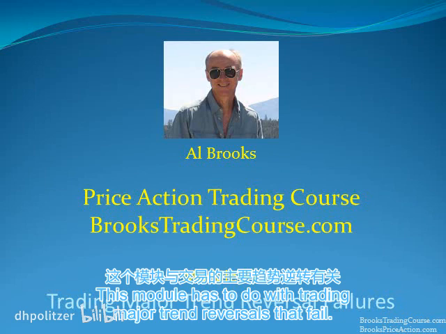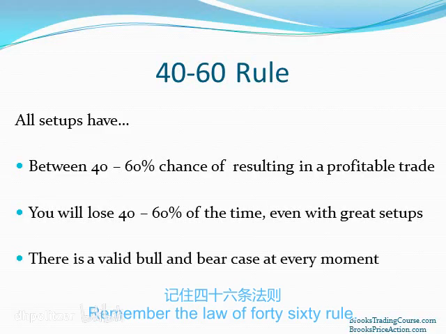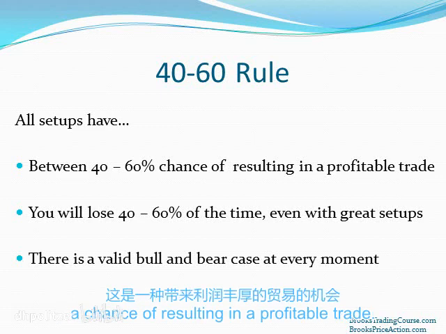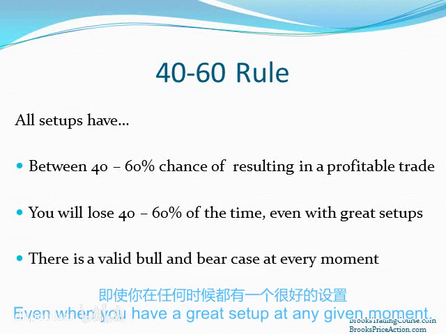This module has to do with trading major trend reversals that fail. Remember the 40-60 rule. All setups have between a 40 to 60% chance of resulting in a profitable trade, and that means you'll lose 40 to 60% of the time, even when you have a great setup.